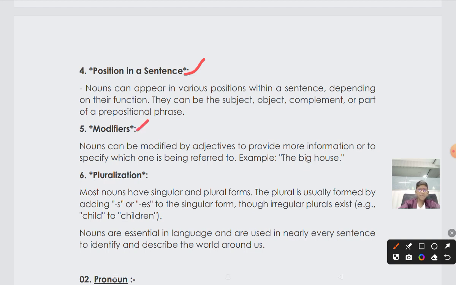Next comes the modifiers. Noun can be modified by adjectives to provide more information or to specify which one is being referred to. Example, the big house. Pluralization. Most nouns have singular and plural forms. The plural is usually formed by adding s or es to the singular form, though irregular plurals exist. Examples, child, children.